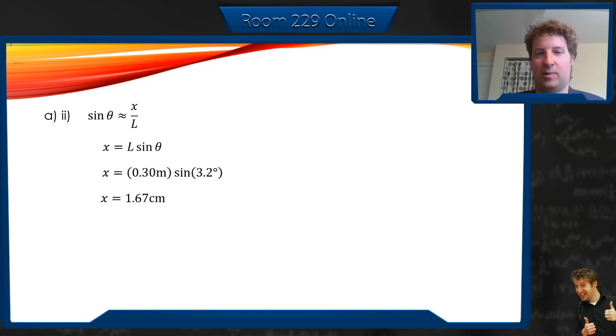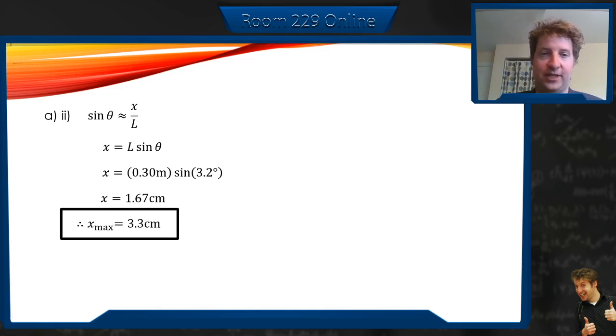You get 1.7-ish centimeters. But remember, that's only the distance from the central maximum to the first dark fringe. So again, we have to double it. And using sig figs, we get 3.3 centimeters. Right? So that's how wide the central maximum is. Remember, the first number I got, 1.67, tells me the distance between the top and the first dark fringe, so I have to double it to get the whole thing. Okay?